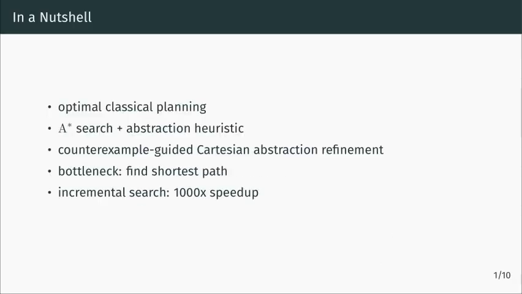In a nutshell, our paper is about optimal classical planning. We're using an A-star search with an abstraction heuristic to find optimal plans. More precisely, we use Counterexample-Guided Cartesian abstraction refinement to obtain the abstraction. And there the bottleneck is we have to repeatedly find shortest paths in the abstraction. And by using an incremental search instead of starting from scratch all the time, we obtain a 1000-fold speedup.